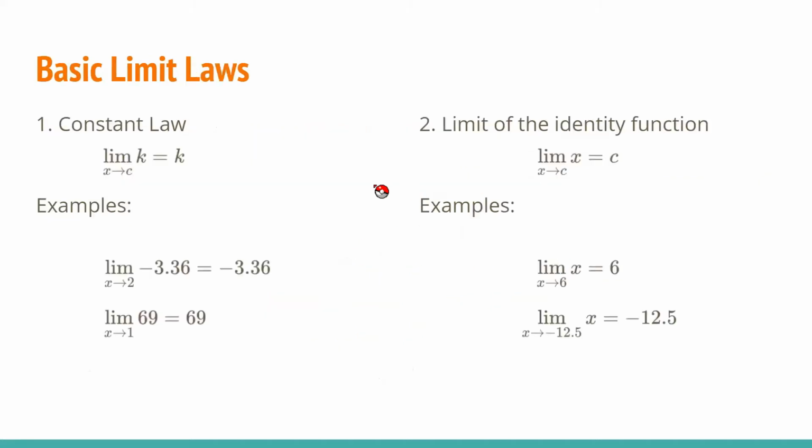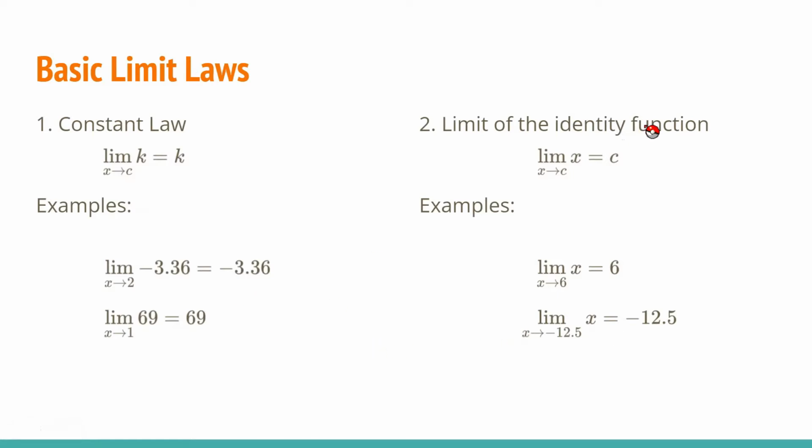Next are the basic limit laws. For the constant law, it's very basic. The limit of k as x approaches c is k, k being a constant value. For example, the limit of negative 3.36 as x approaches 2 is just negative 3.36. So we basically have to copy the constant value. The limit of 69 as x approaches 1 is 69.